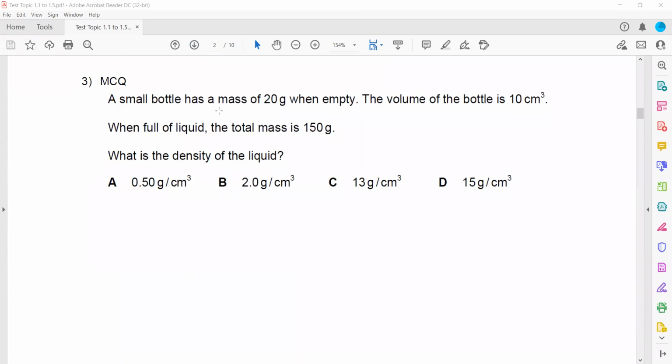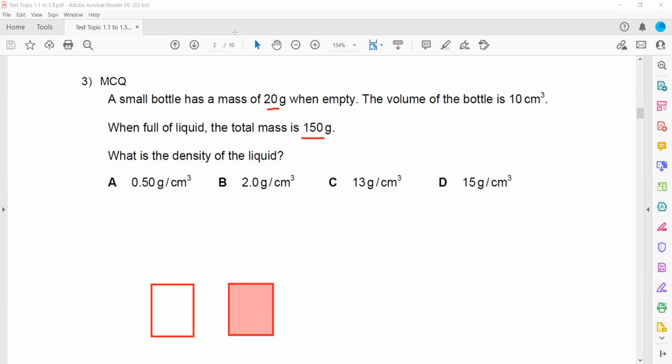In question 3, a small bottle is there which is having a mass of 20 when empty, and the volume of the bottle is 10. When it is completely filled with a liquid, the total mass is 150. So this was the mass of the empty container. Then the mass of the filled bottle is 150.